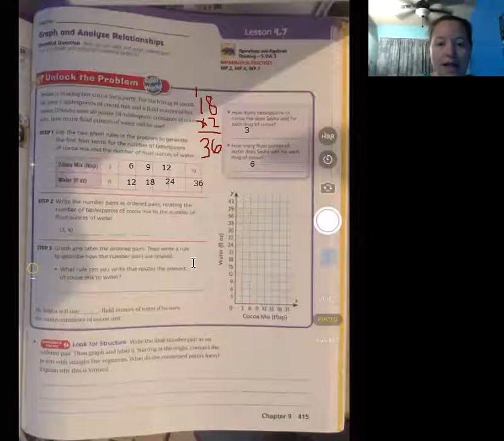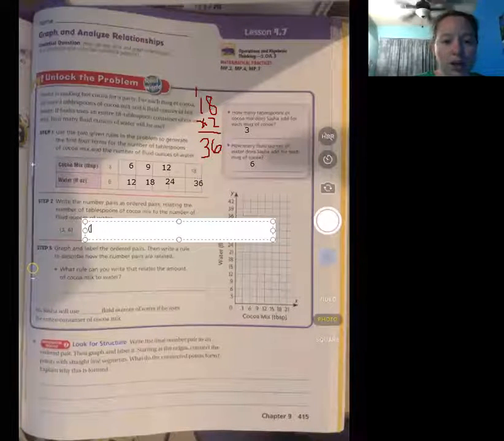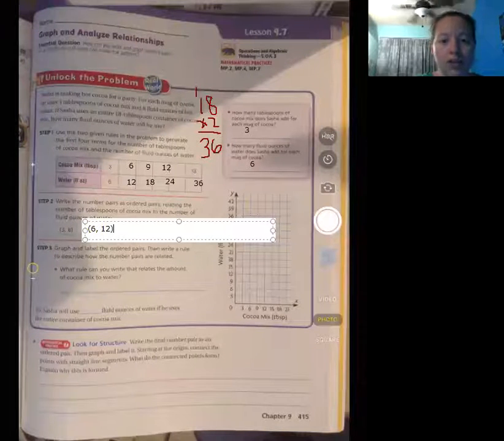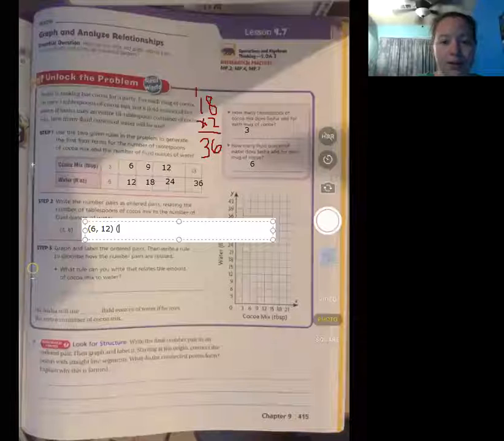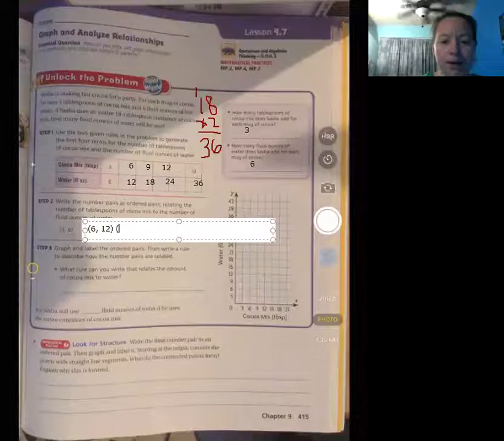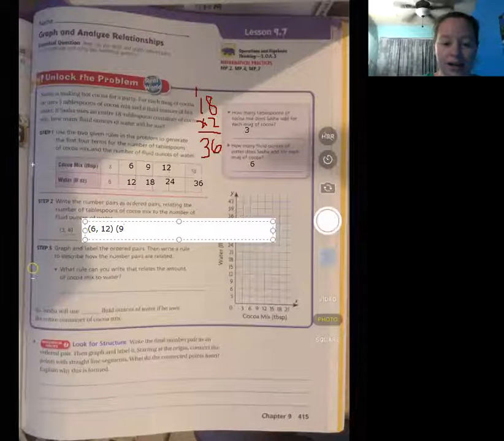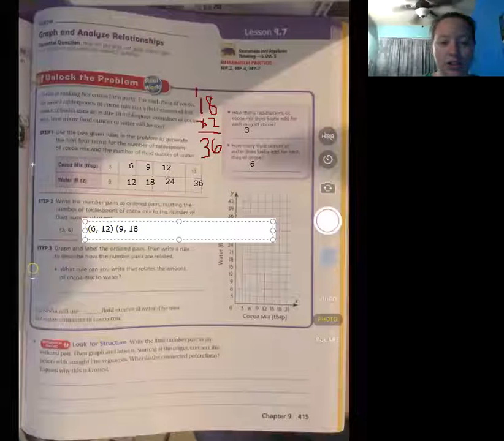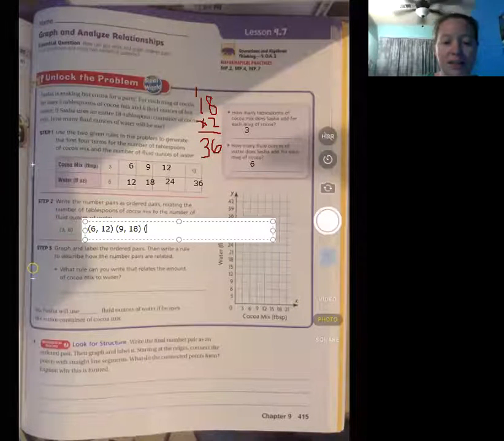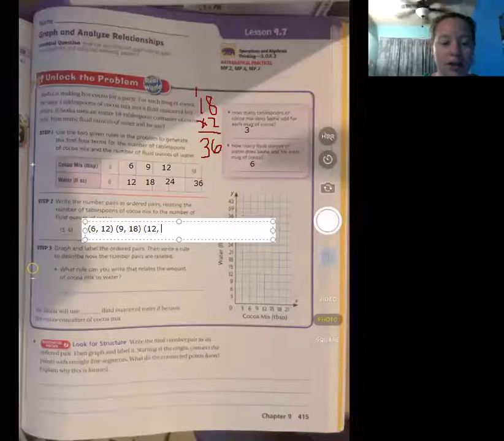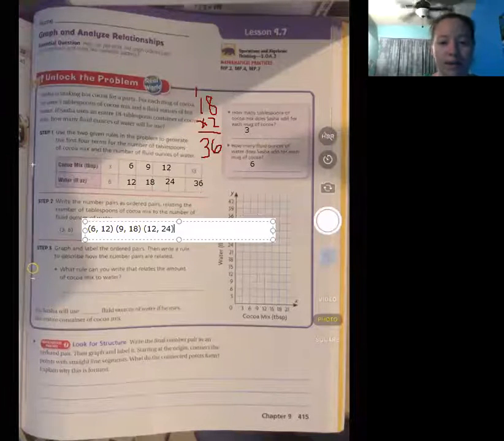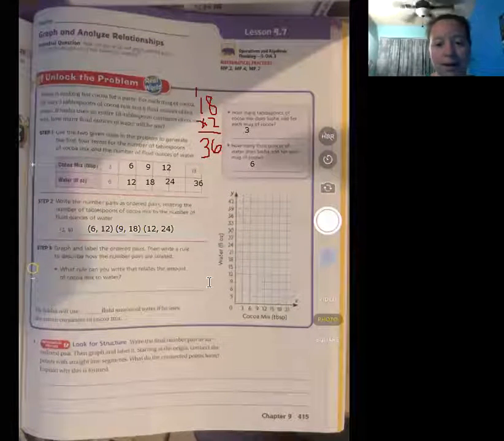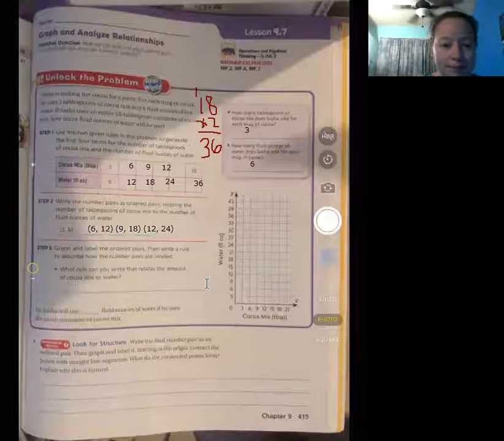All right. Now we need to write our number pairs. 3, 6 is fine. Then we go 6, 12. So top number, bottom number. Top number, bottom number. Next top number is a 9, 18, which is the bottom number. Next top number is a 12, 24, which is the bottom number. Top number, bottom number, top number, bottom number.